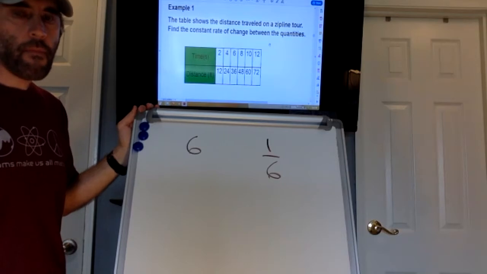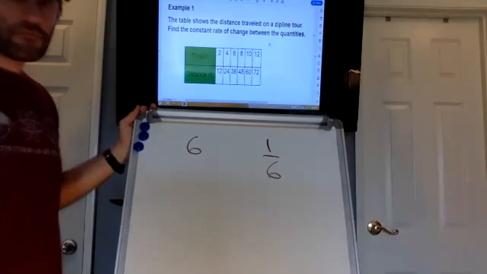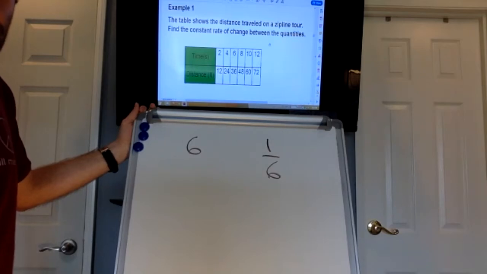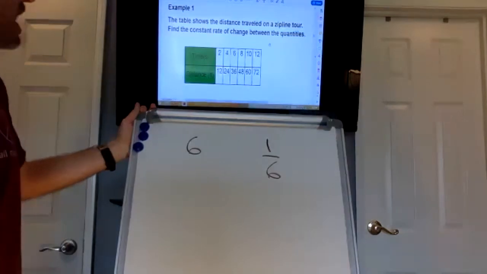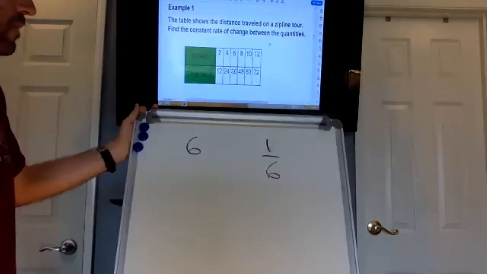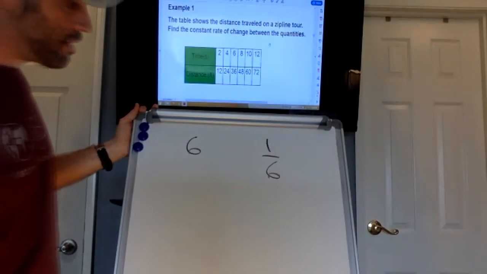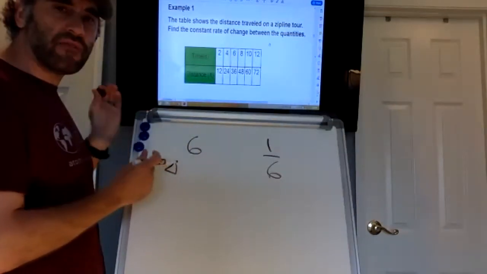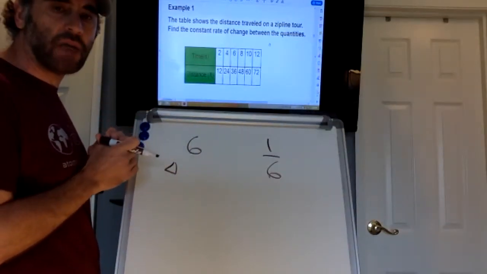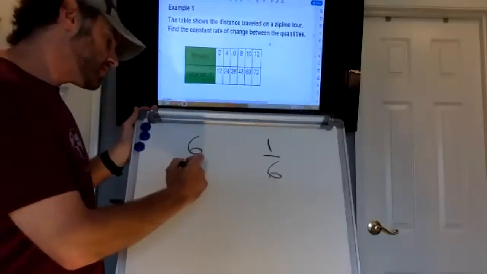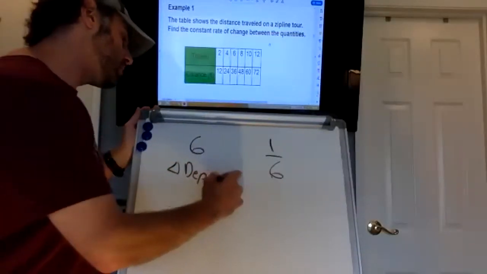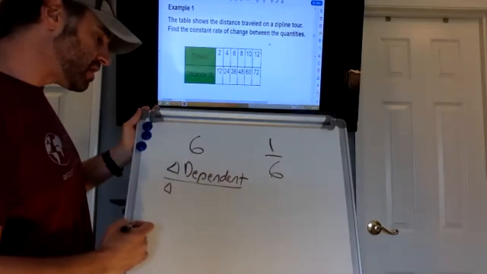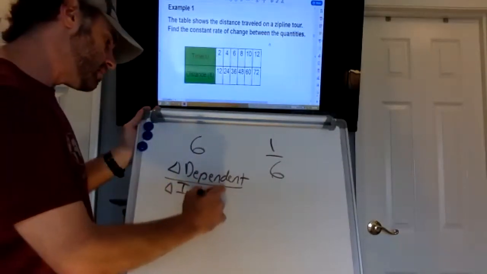Do you want us to type it into the chat, or can we say it? Somebody said both. Well, does it say which one depends on the other one? A slope is delta y over delta x. What is y? What type of variable is y? The dependent variable. So it's the change in the dependent variable over the change in the independent variable.